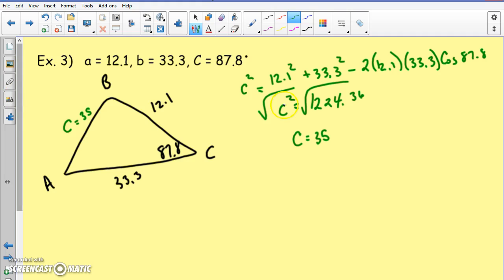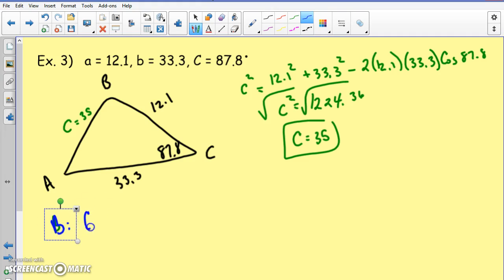Okay, so hopefully we plugged it in correctly. It's A squared plus B squared minus 2 times A times B times the cosine of C. When you plug that all in, we get 1,224. Then take the square root of it, so we get our C to be 35. So now what we have left are the two angles. Again, it doesn't matter which one you choose. Let's go ahead and try B.